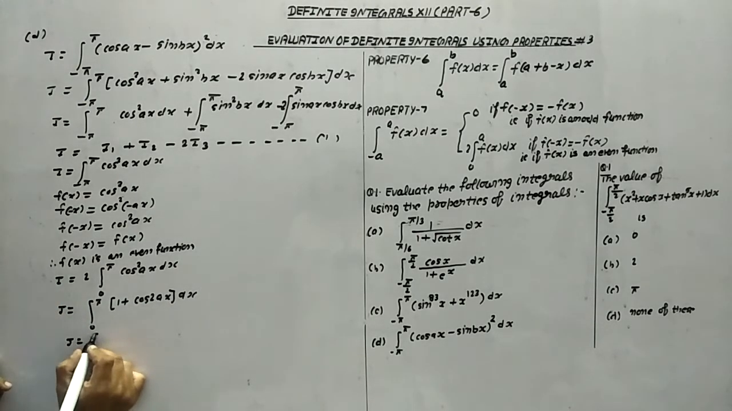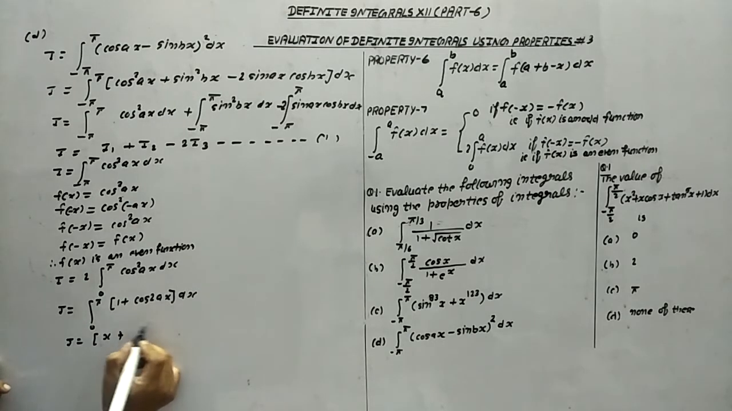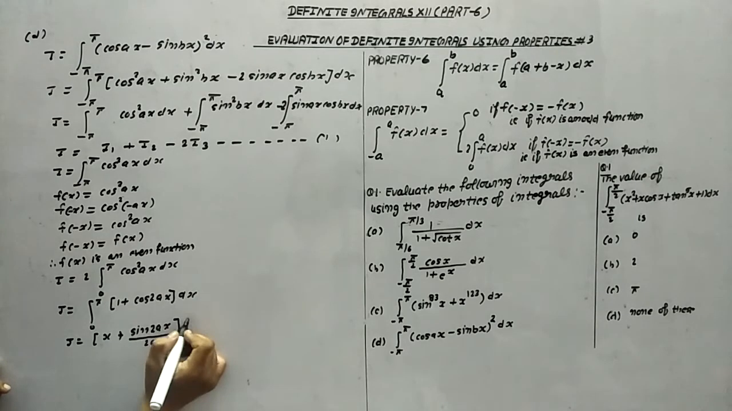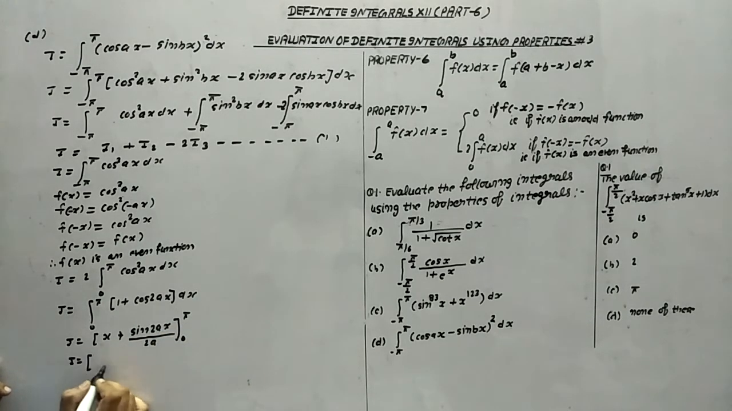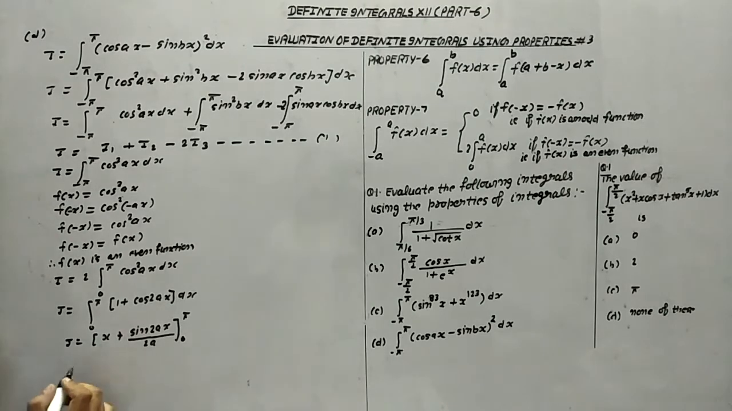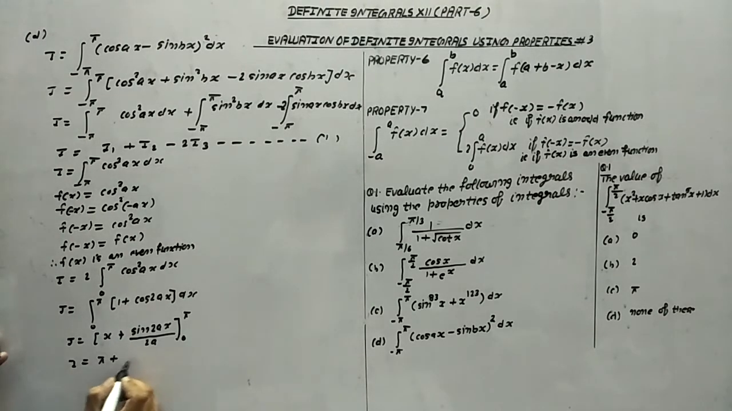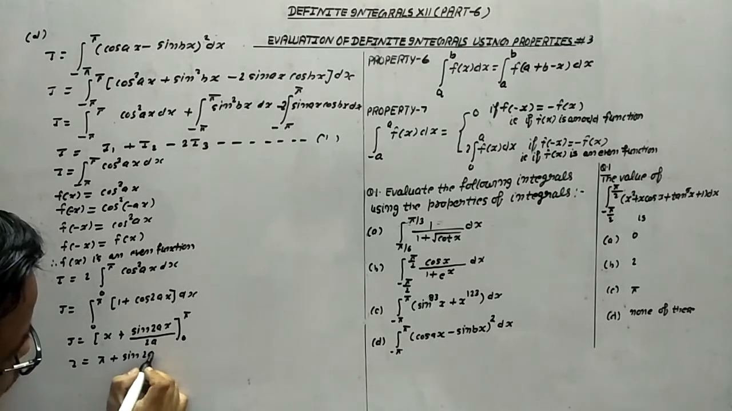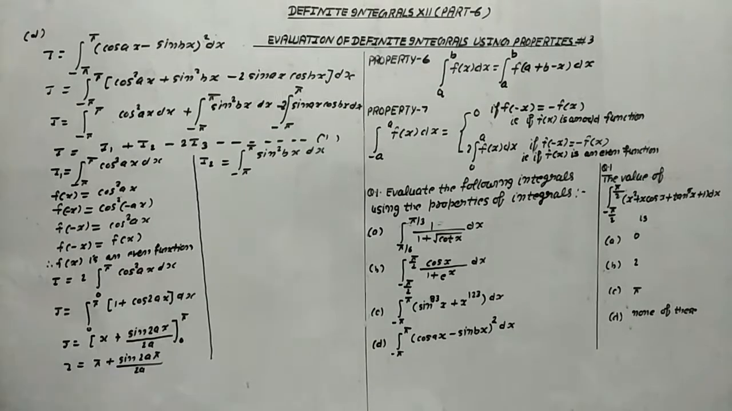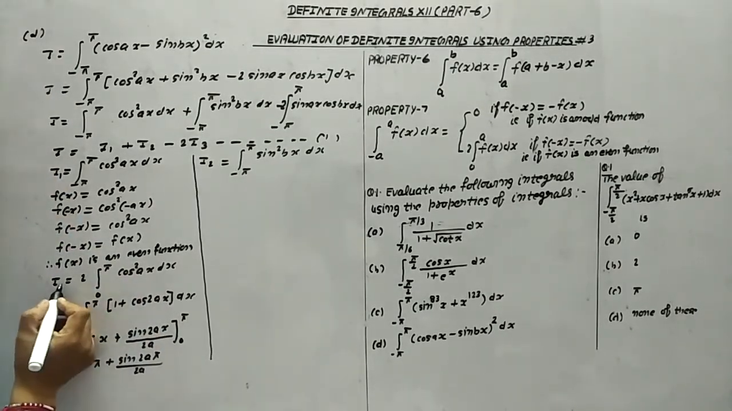Now what is the integration of 1? x only. What is the integration of cos 2ax? It becomes sin 2ax upon 2a, from 0 to pi. First put the limits. The upper limit pi gives sin 2 pi, which is sin 360, which means 0. Then minus the lower limit, which is also 0. So I1 is equal to pi plus sin 2 pi a upon 2a. This is the value for I1.